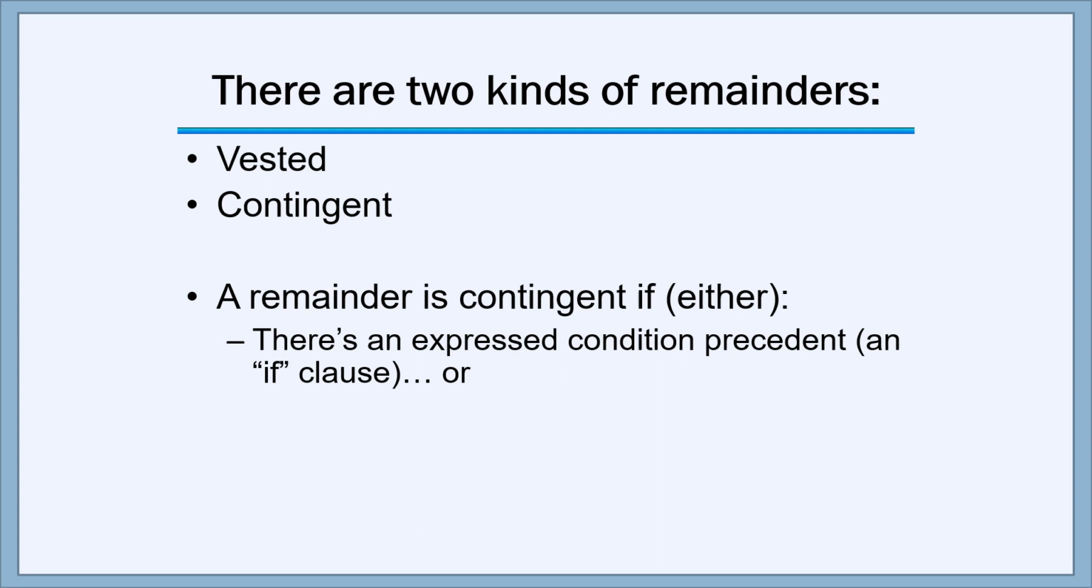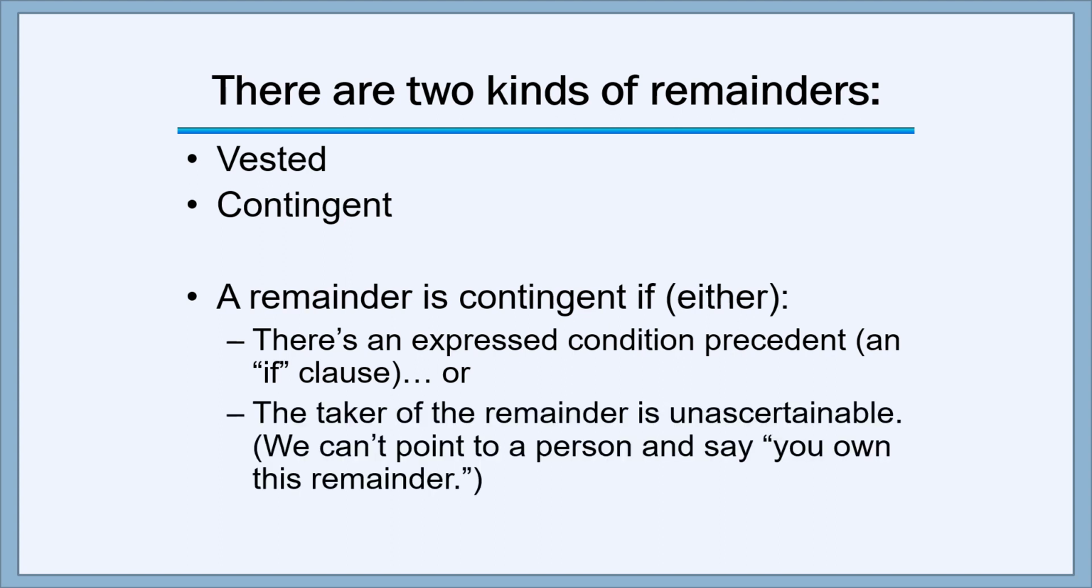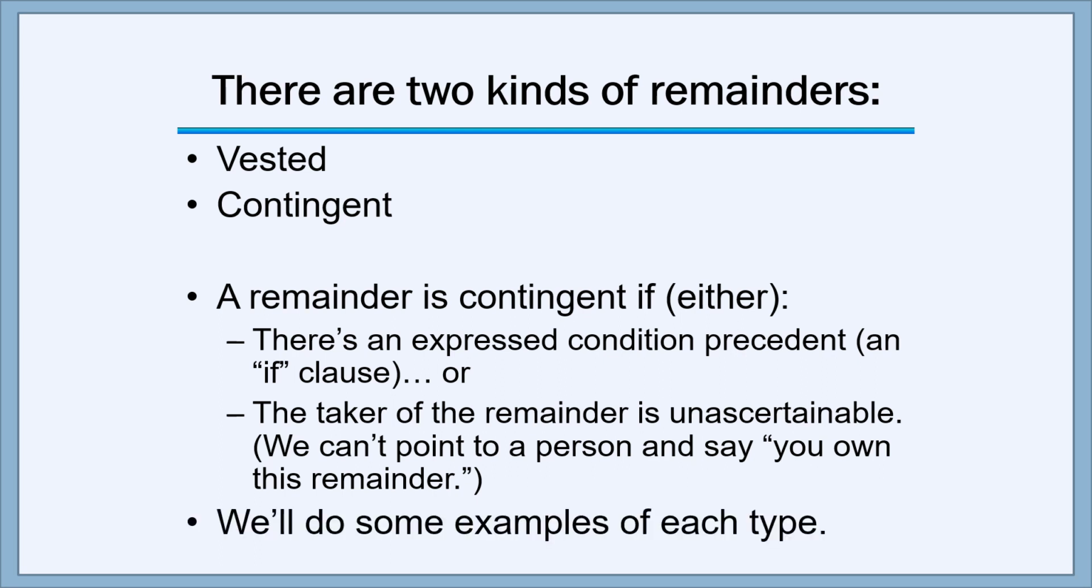Alternatively, a remainder can be contingent if the taker of the remainder is unascertainable. That is, we can't point to a living individual and say, you are the owner of this remainder. So either of these situations, either an expressed condition precedent or an unascertainable taker, will make the remainder contingent. We'll do some examples of each type.